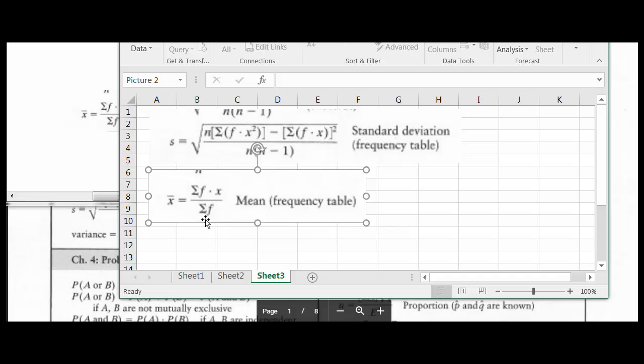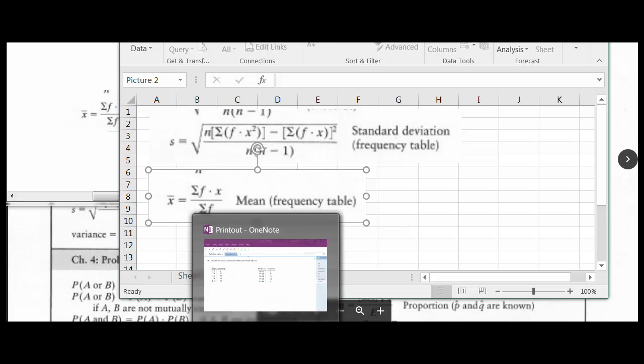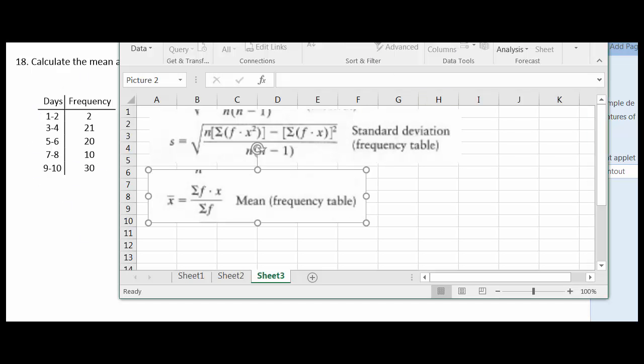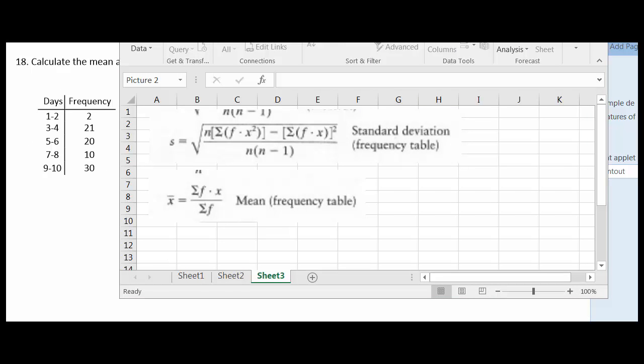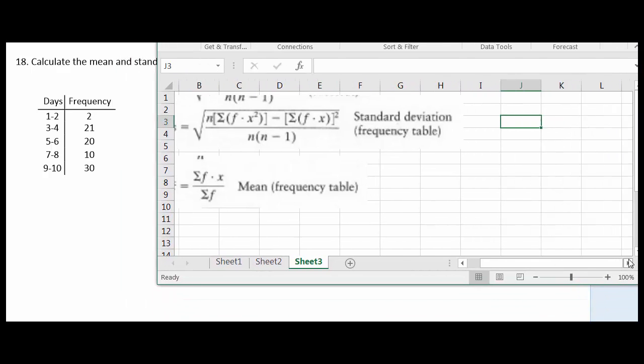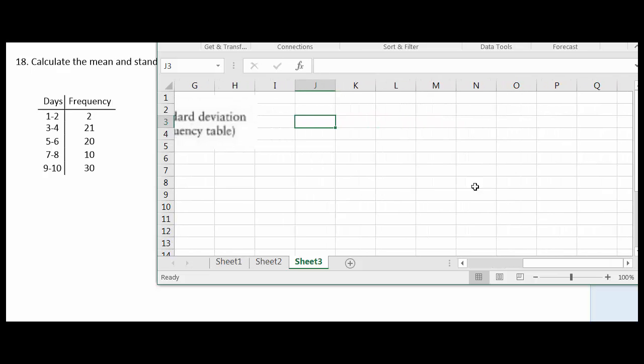There we go. Okay, so then from here, I need my midpoints. So let me pull over Excel, and we'll come back and refer to the formulas here in a second. So I need midpoints for each, and then I need the frequencies.